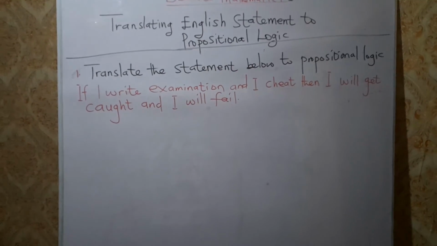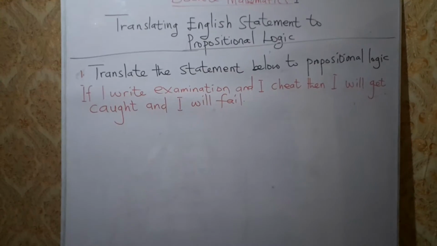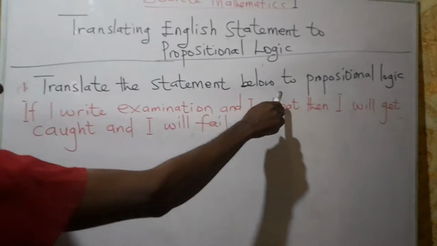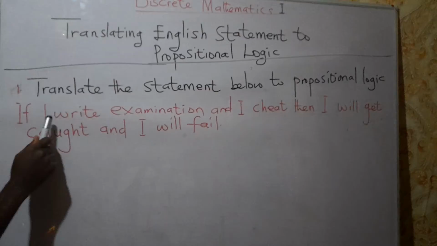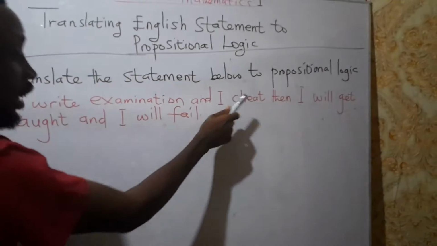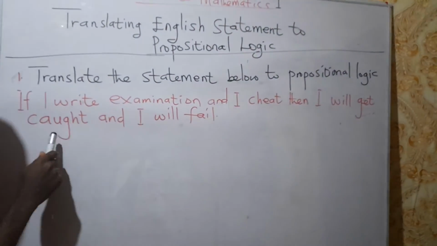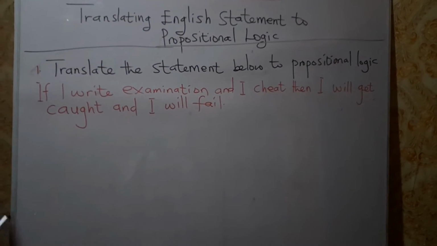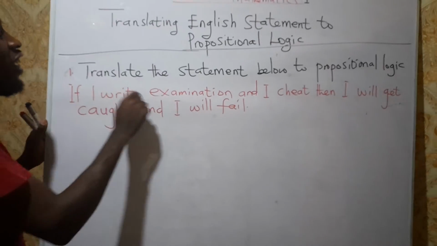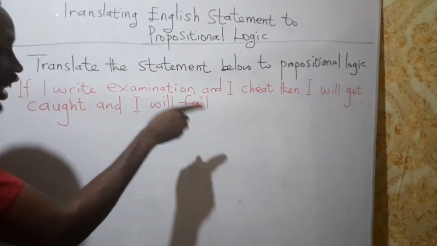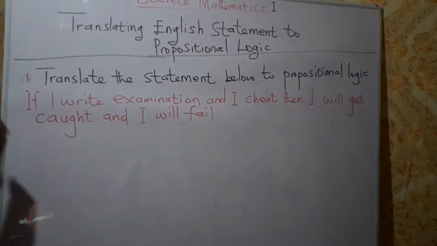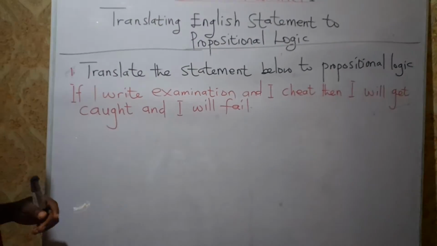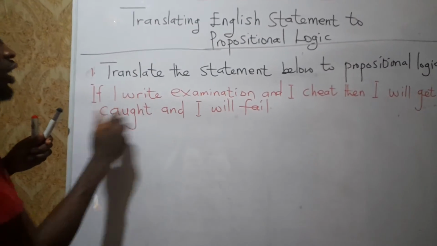So let's look at our first English statement translating to propositional logic. The first one is: translate the statement below to propositional logic. If I write examination and I cheat, then I'll get caught and I'll fail. So those who have been cheating in the exam hall, remember that if I write an examination and I cheat, then I'll get caught and I'll fail. Remember, immediately we have if P then Q, it becomes a conditional statement. So we can say this is a conditional statement.